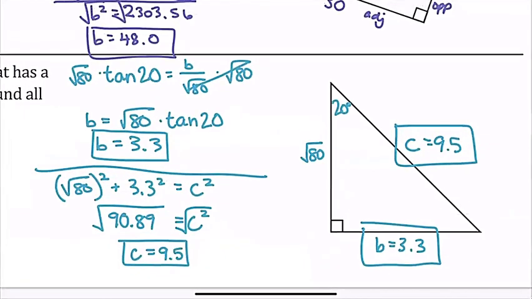If you did something different, if you labeled differently, they made you do a different ratio, and you got the same answers, you are still correct. Do not erase. Only erase if you're wrong. You should have 3.3 as a side length, square root of 80 as a side length, and then the hypotenuse should be 9.5. If you have them swapped around, that's totally fine, as long as your hypotenuse is 9.5. The other two don't really matter which one's where. And if you did a different ratio, as long as you got the side was 3.3 and the hypotenuse was 9.5, that's all that matters.